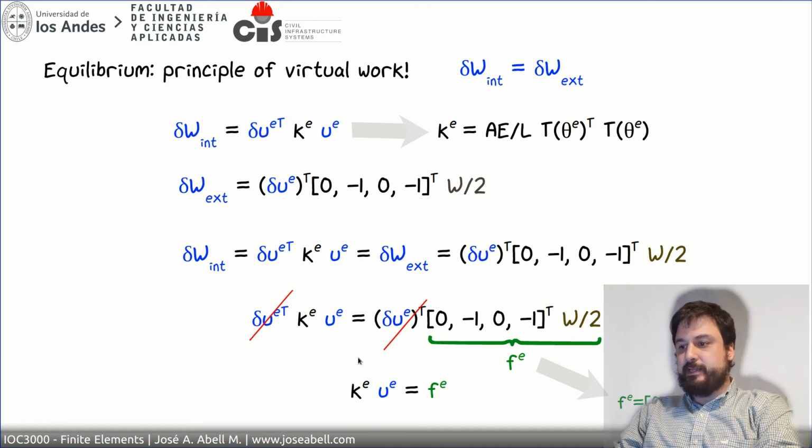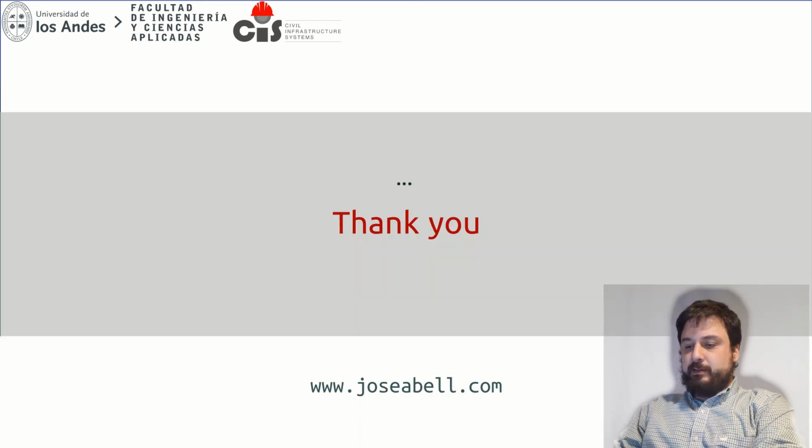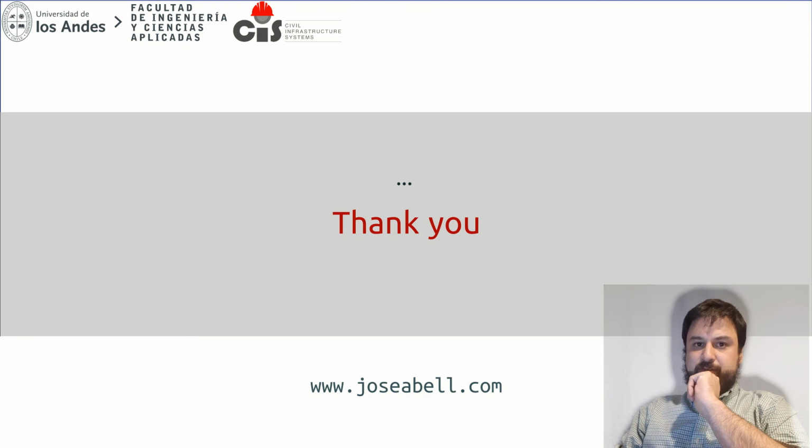At the end of the day, you get that the stiffness of the element times the displacements of the element is going to be equal to the right-hand side, or the equivalent nodal forces. And those equivalent nodal forces are given by that expression right there. And that concludes the stiffness derivation for the truss element, as well as the right-hand side.